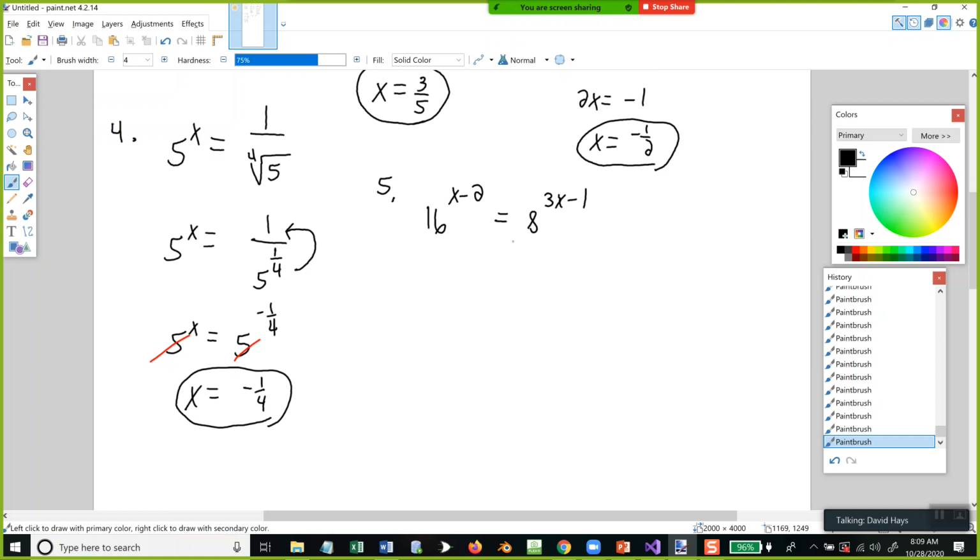Now I can rewrite 16 as 4 squared, but I cannot rewrite 8 as 4 to a power. So I go with a smaller number. I can rewrite both of them as 2 to a power. 16 is 2 to the 4th. 8 is 2 to the 3rd. Now they're both 2 to a power, so I can cancel the 2's and equate the exponents.